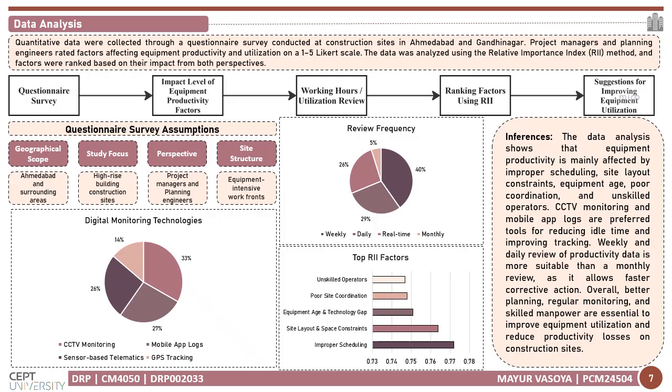The inference from this slide is that equipment productivity is mainly affected by improper scheduling, site layout constraints, equipment age, poor coordination, and unskilled operators. Digital tools like CCTV and mobile app logs can help track idle time, but regular daily or weekly review is needed to take corrective action on time.